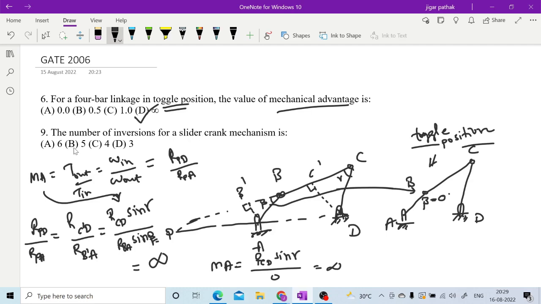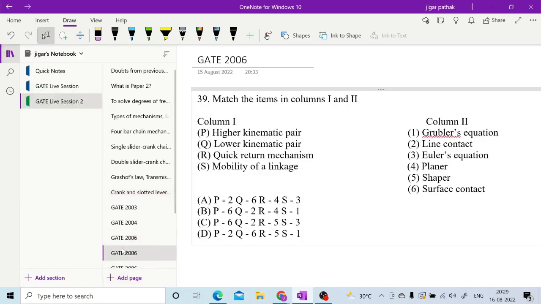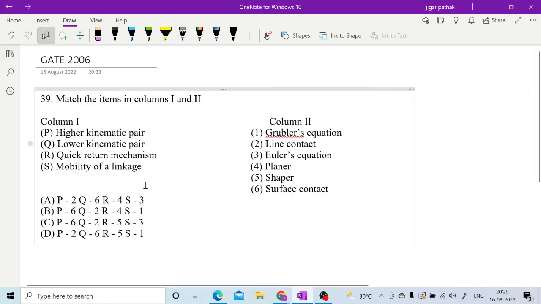Okay, sir. So now here number of inversion for slider crank mechanism, as we have seen, it is 4 because we are fixing each link 1 by 1 and we are having that inversions. So from this 2006, these two questions are there, so which is clear almost, right? Now for this one again this question is there, but this is also I guess easy.